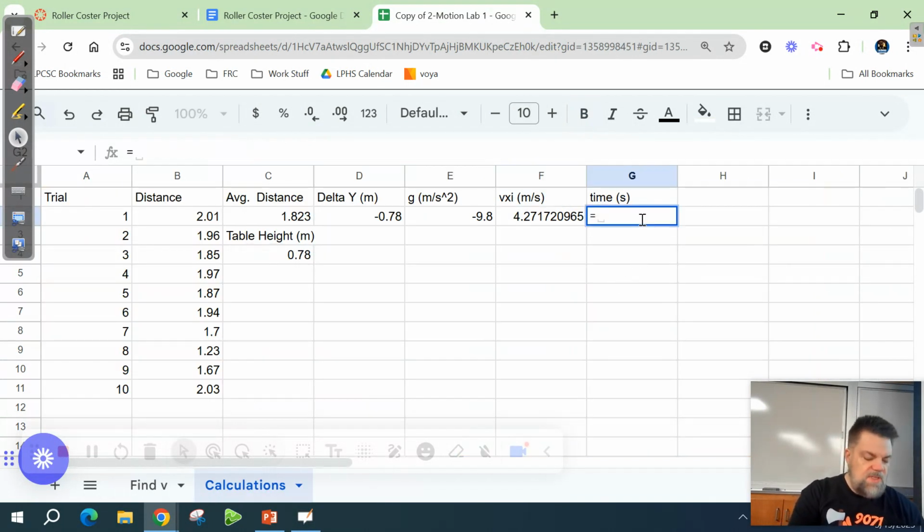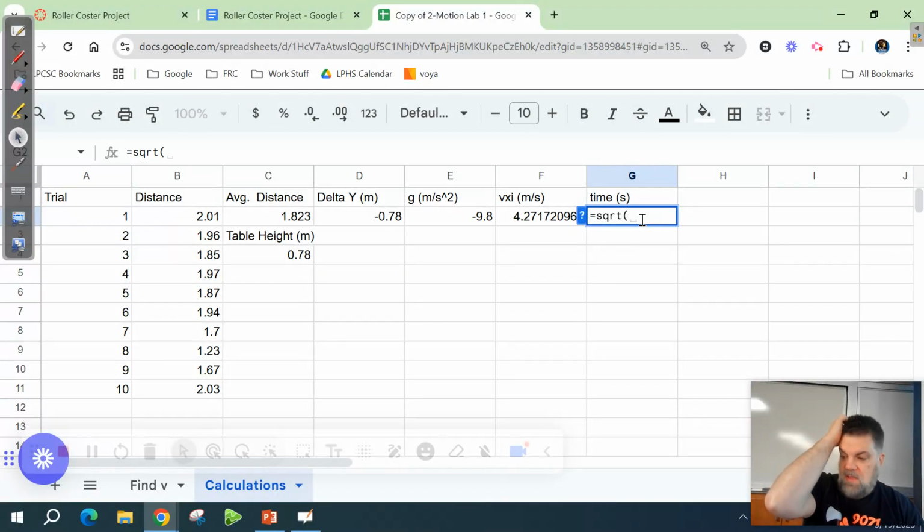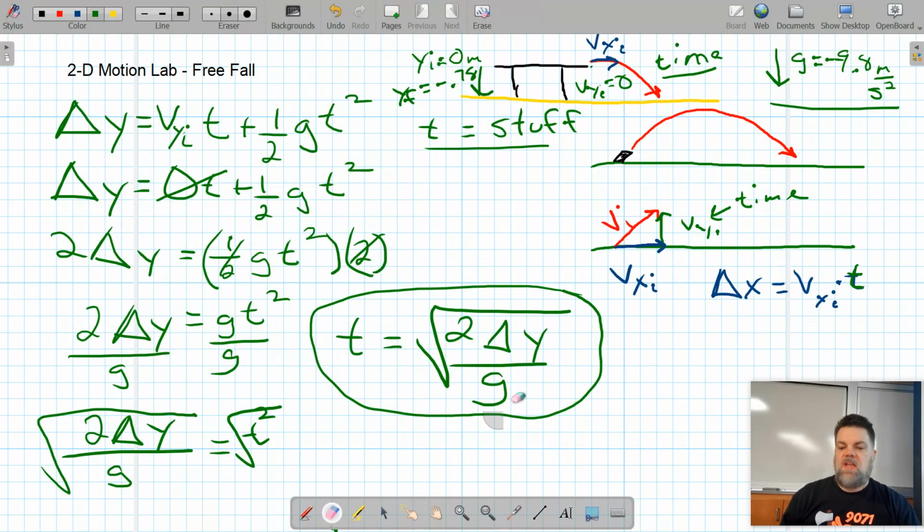We're going to say equals SQRT, open parentheses. So our formula has a fraction in it, right? So this is how you put fractions into your spreadsheet. You're going to have to open a second set of parentheses. This is going to be the numerator. What is the numerator? Well, let's look. I forgot. So it's 2 delta y.